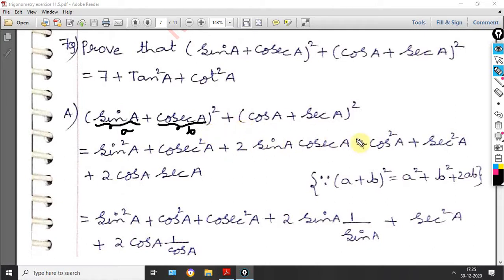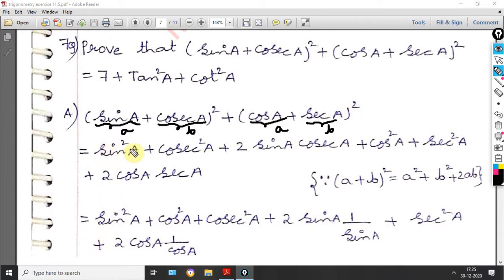Next, plus is there, we are writing plus. It is also looking like (A + B)², so for this also we are using the same formula, (A + B)² = A² + B² + 2AB. Here cos A is A, here sec A is B. So A² is cos² A, plus B² means sec² A, plus 2AB. So 2 we are writing, A is cos A, and B is sec A. Next, equal to.